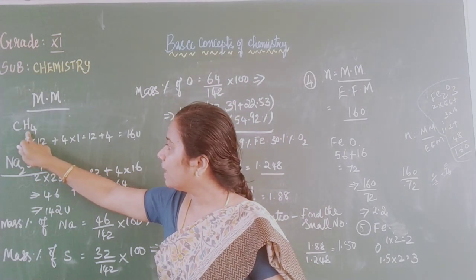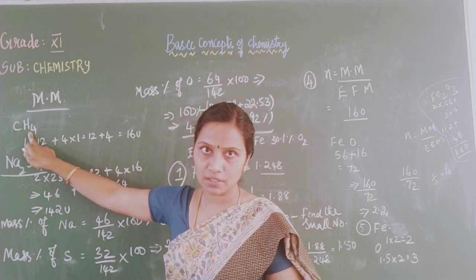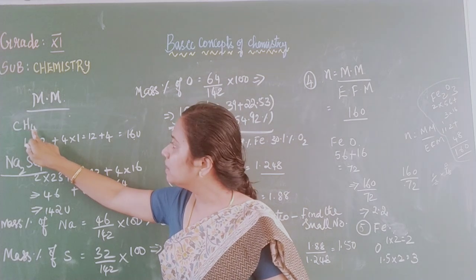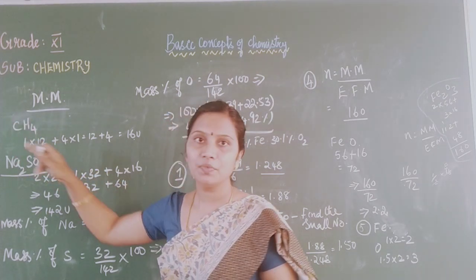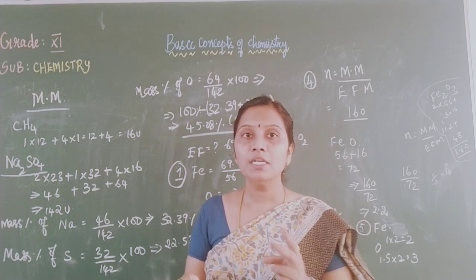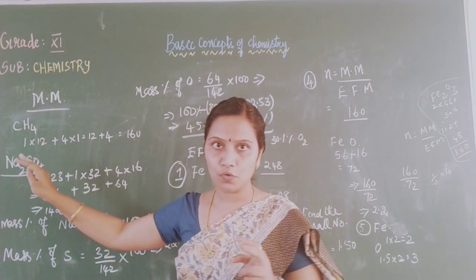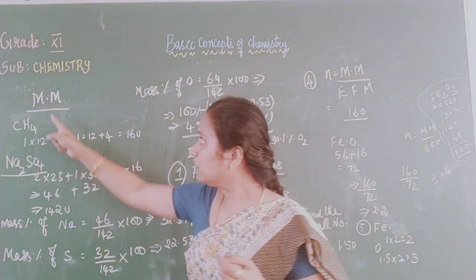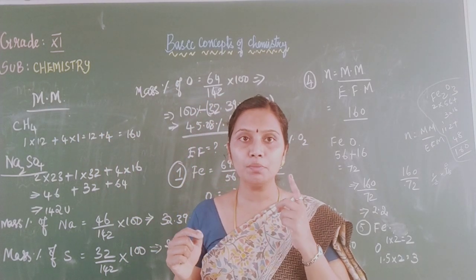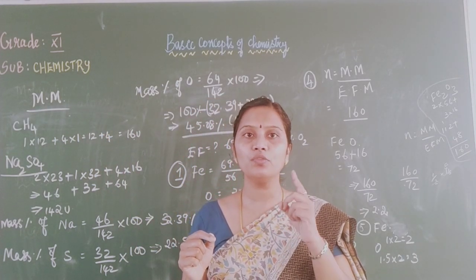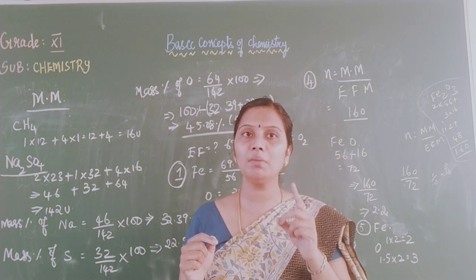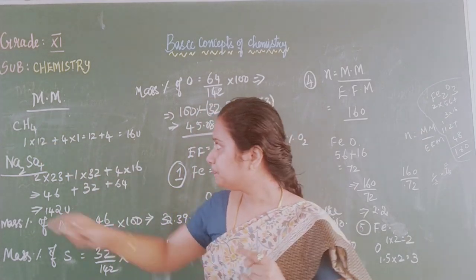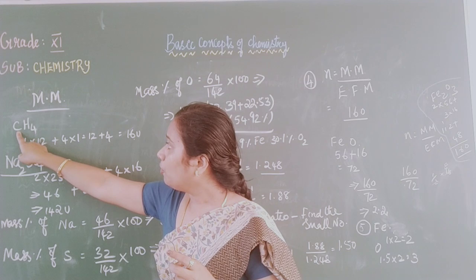So what elements do you have? You have element carbon, you have element hydrogen. So multiply the atomic mass of each element with the number of atoms and then sum. You will be getting the molecular mass. Shall I repeat? I have a compound CH4. There are two types of elements here, carbon and hydrogen. For determining molecular mass, what should I do? I should multiply the atomic mass of each element with the number of atoms, and then summarize all together.